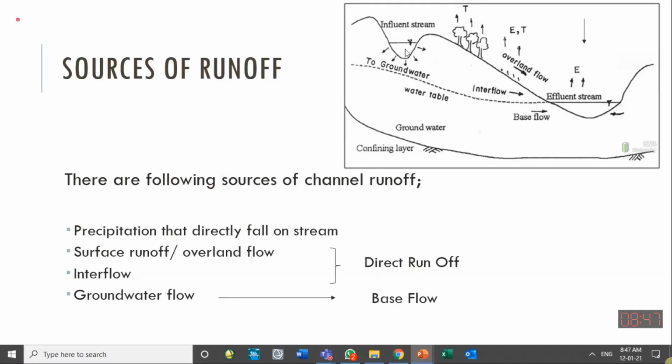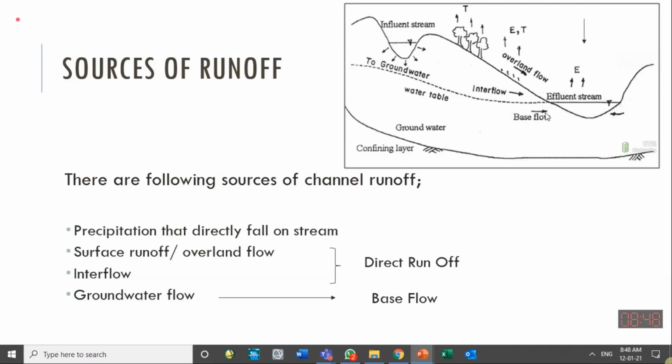So a stream will be called an influent stream if it is recharging the ground, like over here. It is providing water to the ground. The water table is not high, so water does not come from the groundwater to the stream. Rather, stream water is high and it is recharging the ground. Such a stream in hydrology is called an influent stream. And that stream which is getting water from the ground, like this one over here, where the water table is above the bed of the stream, so groundwater will be joined with the stream over here. This will be called an effluent stream.